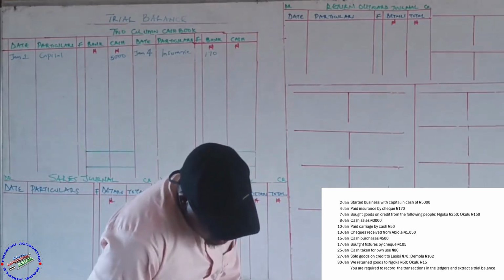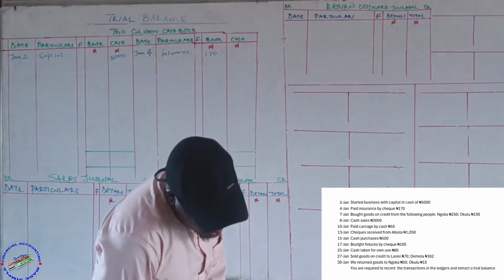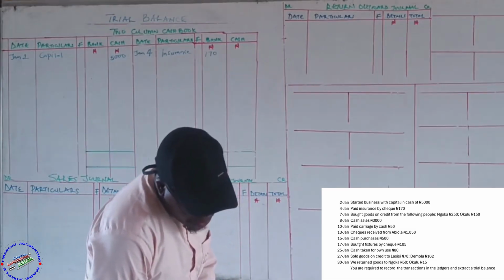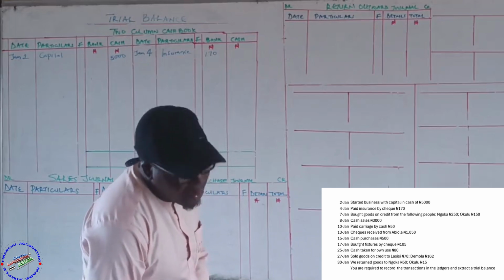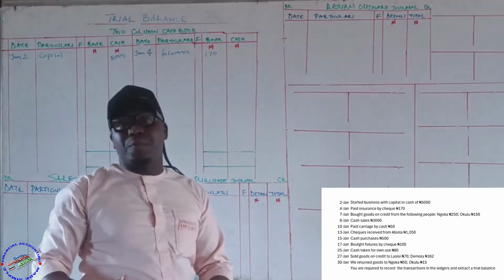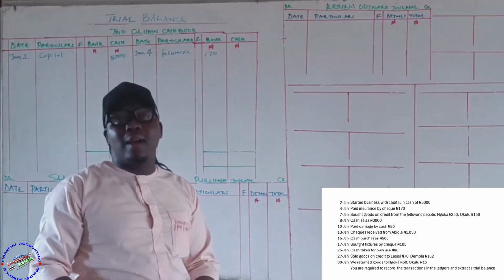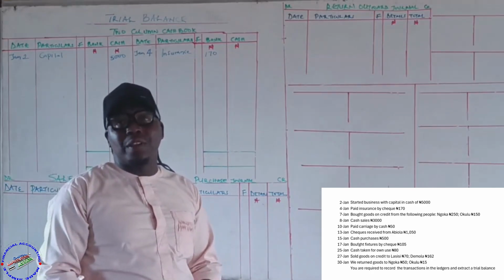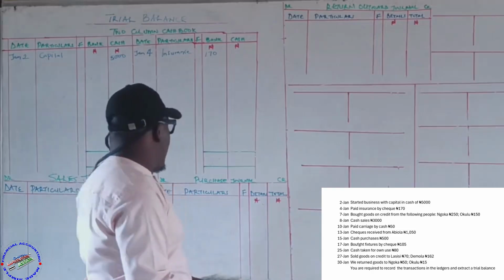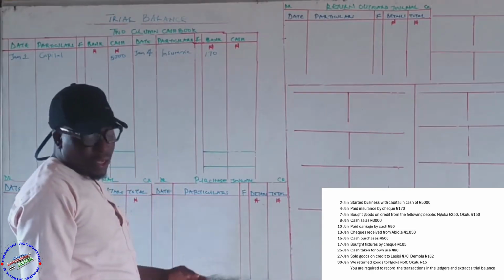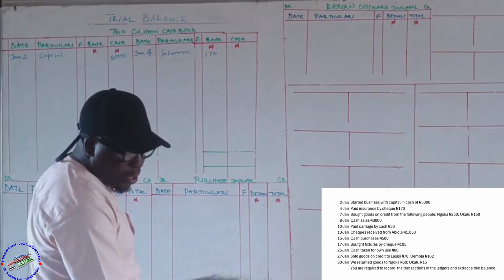The next one is bought goods on credit from the following people: Ngoka 250, Okulu 150. When goods are bought from these people, it means the people they bought goods from are the suppliers. At the end of the day, they are going to be the creditors. So we have to prepare our purchase journal. Our purchase journal is the journal that will handle this transaction.